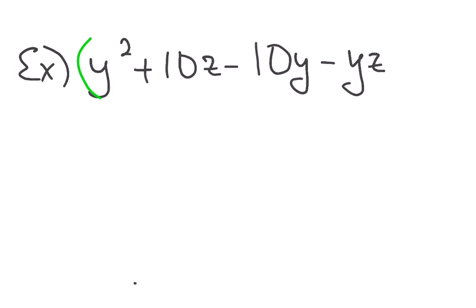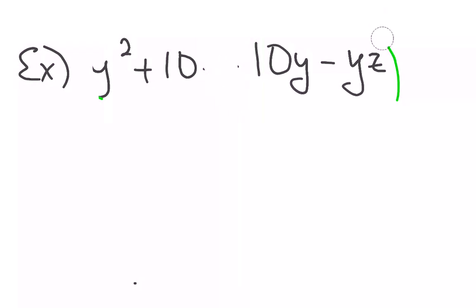If I group them the way I did on the last two, and I look at the first group, I have to ask myself, is there anything common out of that group that I can pull out of there? And I look at y squared and I look at 10z and I realize there's nothing in common there. So I can't group them this way. So what has to happen is I have to group them differently. But how does one do that?